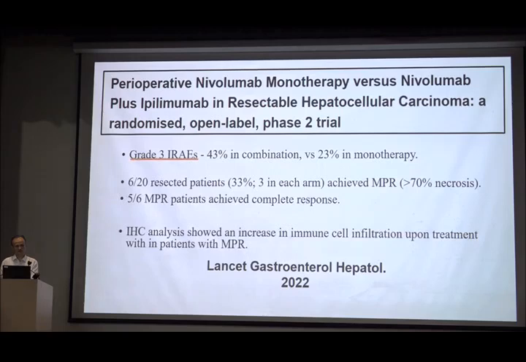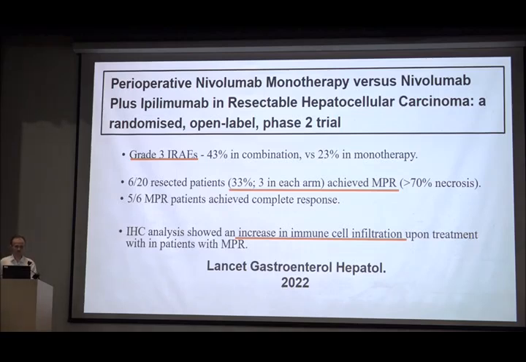And interestingly, 33% patient, that is 3 in each arm, achieved major pathological response, that is more than 70% necrosis in the tumor. And 5 out of 6 patients had a complete response. On ISC analysis, it was found that there was an increase in the immune cell infiltration in the patient who had a good response.